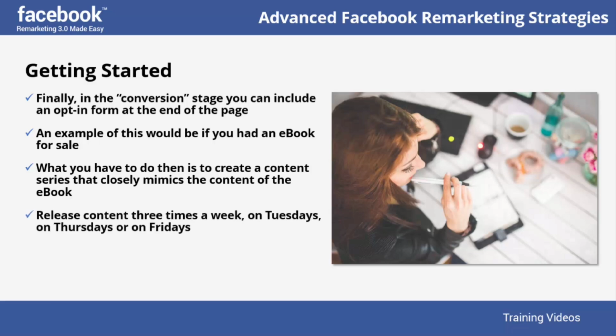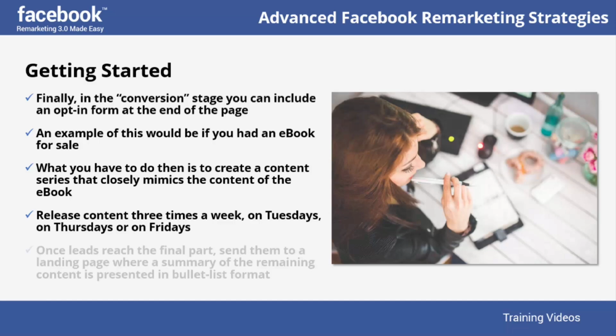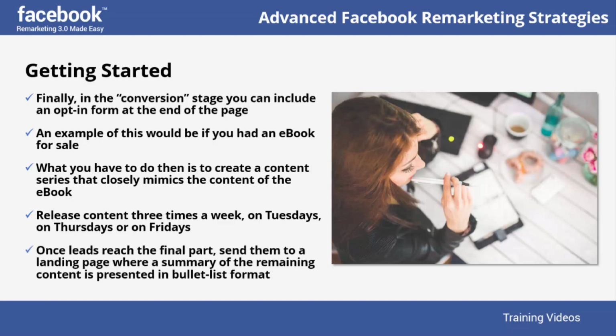Release content 3 times a week: on Tuesdays, on Thursdays, and on Fridays. Finally, on Saturday, release the final piece of content, but make it half the content that you have already published. Once leads reach the final part, send them to a landing page where a summary of the remaining content is presented in bullet list format. Then send them to a white paper landing page after they sign up, and send them the rest of the content through email once they sign up.